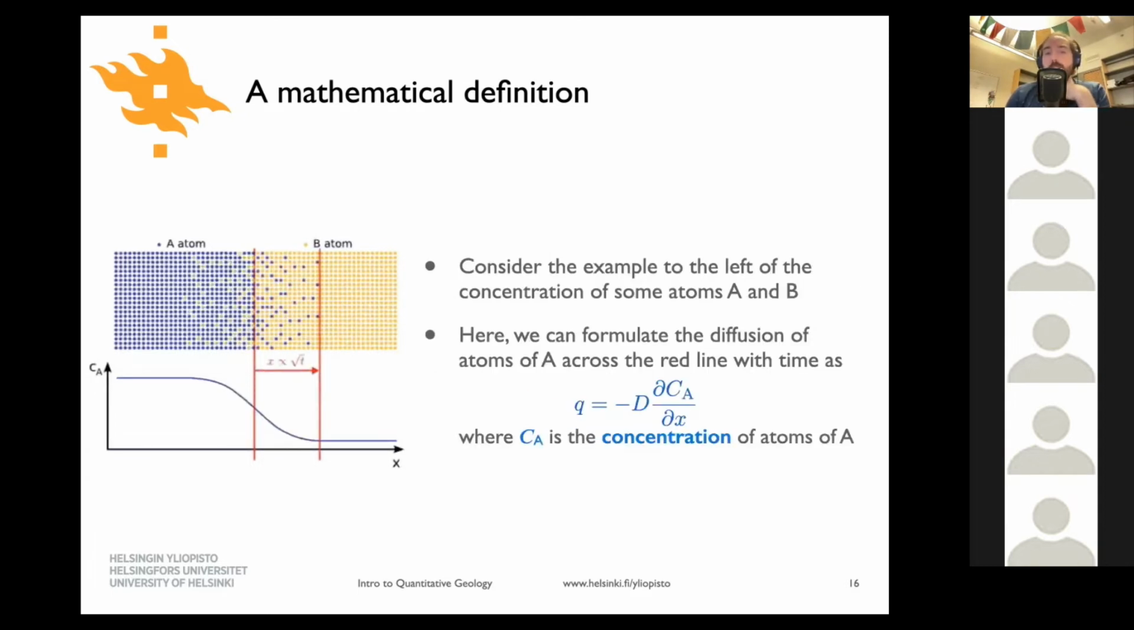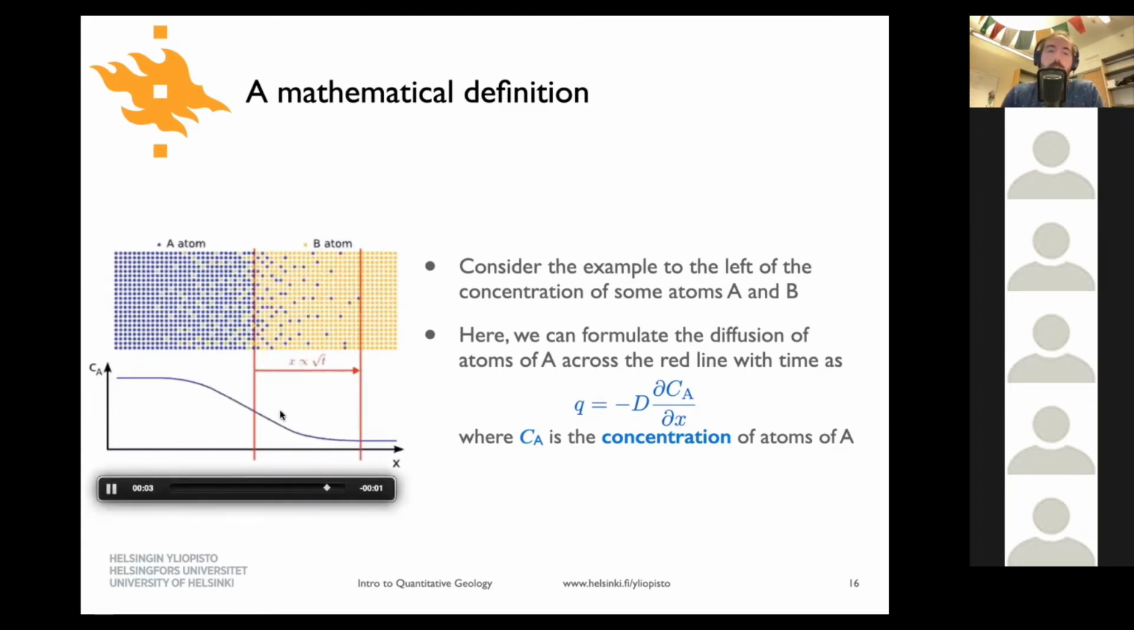Now, if we go back to the example we had before with our little animation, we had atoms A and B, and we could formulate, for instance, the diffusion of the atoms of A across the red line with time as Q being equal to minus D times the change in concentration of A over some distance delta X, which would be very close then to this boundary between the two materials at the beginning. So that would be essentially our way of applying that.